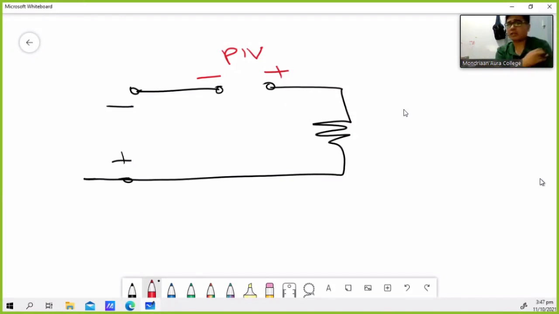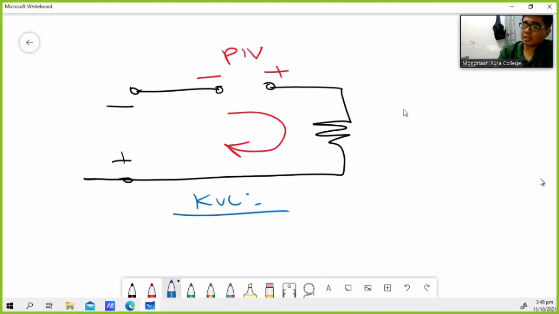So, napahapyawan ko na to before, di ba? Sabi ko, ito yung PIV. Pag lumagpas dyan, magko-conduct in the negative direction. Pag bumaba dyan, pasok. Di ba? But in terms of computation, paano natin kinakalculate yan? So, let's do it clockwise.